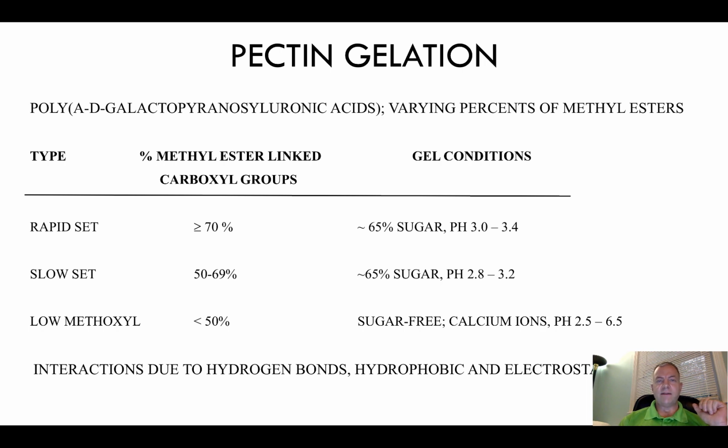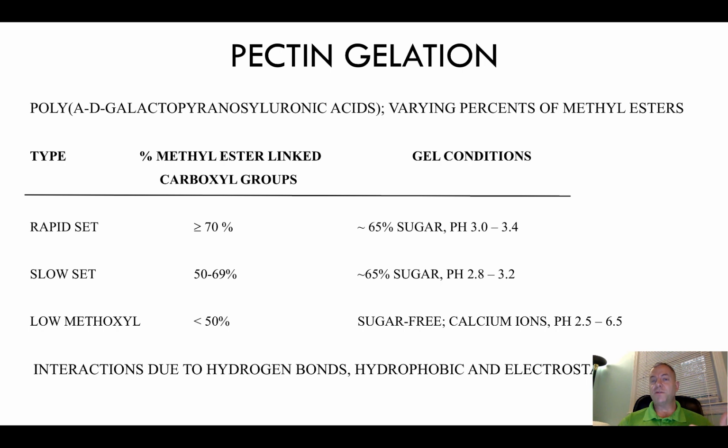Low methoxyl pectin, on the other hand, doesn't have as many of these groups, and it relies on cross-linking, as we saw with alginates. If we have one molecule over here which is negatively charged and another molecule over here which is negatively charged, if we put a calcium between those two, then that calcium will bridge those two molecules.